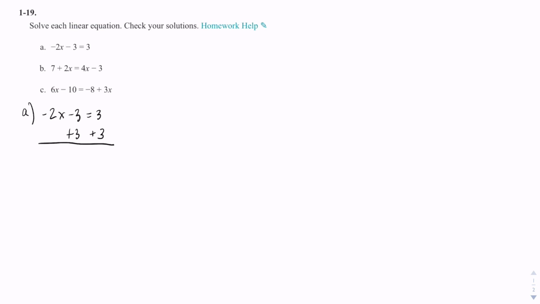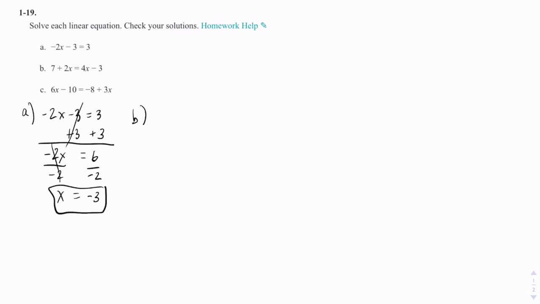on that side. So in this case, I get negative 2x. These cancel. Equals 3 plus 3 is 6. Then I'm going to divide both sides by negative 2, and I get x, right, because these cancel. 6 divided by negative 2 is negative 3.